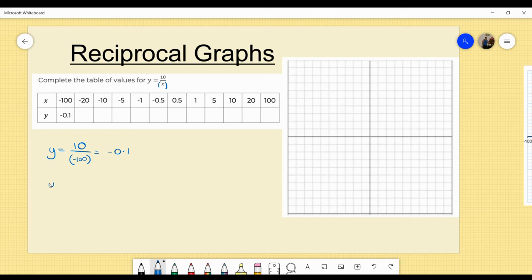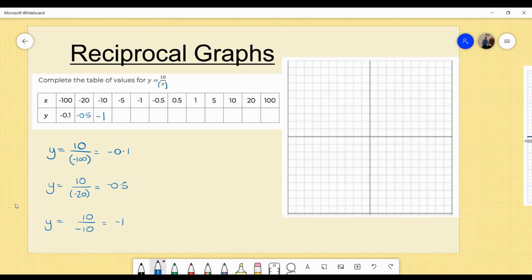For the next one, I end up with y equals 10 over negative 20, and we end up at that point with negative 0.5. So we can then start to fill in the table. Okay, it's a negative 0.5. If I then do y equals 10 over negative 10, that's going to give me a -1 as a solution, so -1 would go there.